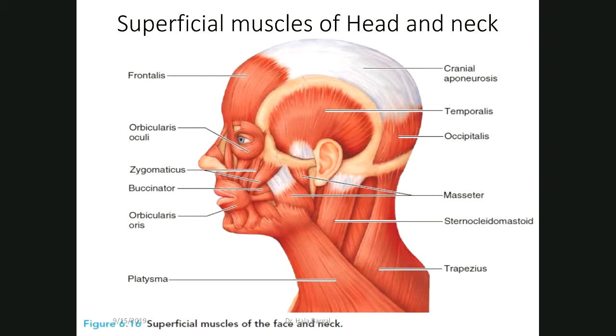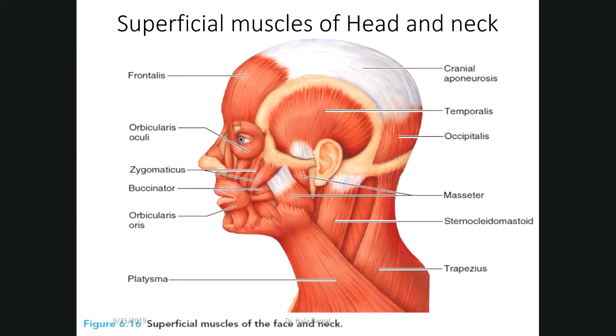Also in the superficial muscles of the head and neck, we have two muscles. This one temporalis and that one masseter. We call these two muscles the muscles of mastication. They are supplied by the trigeminal nerve or the fifth cranial nerve. Okay. These are the only superficial muscles of the head that we will study.